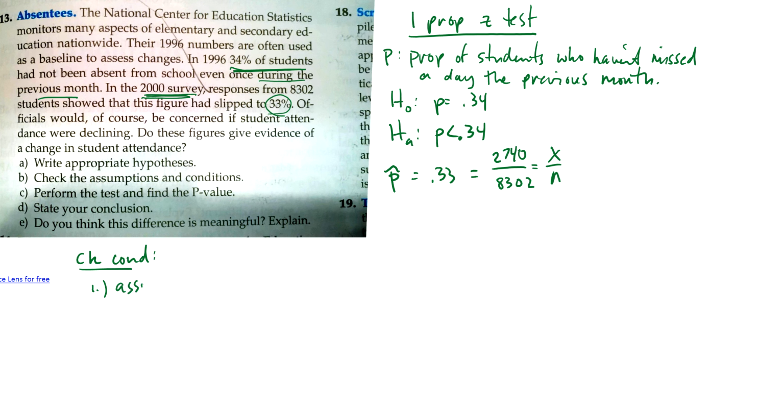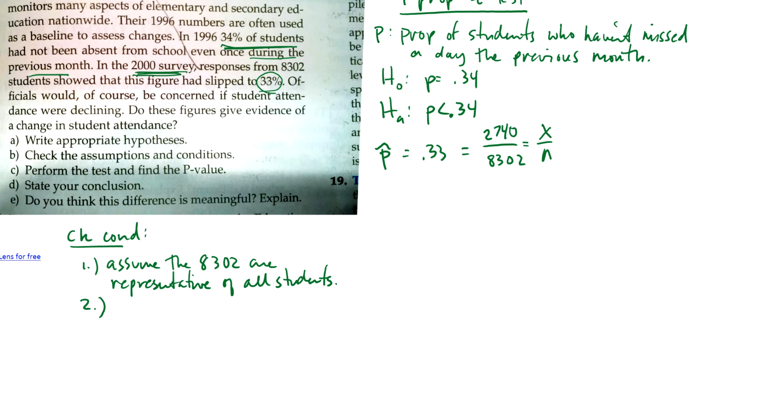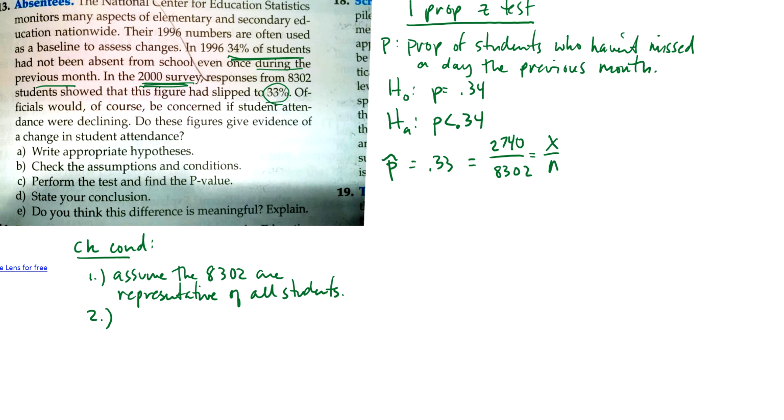So we're going to have to make some assumptions here. We're going to assume that it's a lot of kids, though. 8302 are representative of all students. Do you see why we have to write it? If we don't write that down, then you're not communicating to the reader that you've even thought about this. You want to let the reader know, yeah, I'm thinking about that, and it's an important fact. Because if you're doing this in real life, a real statistician has to definitely consider that.